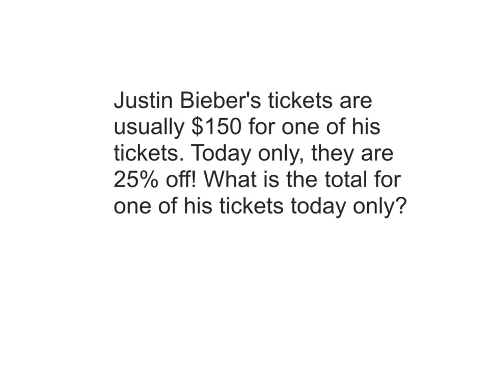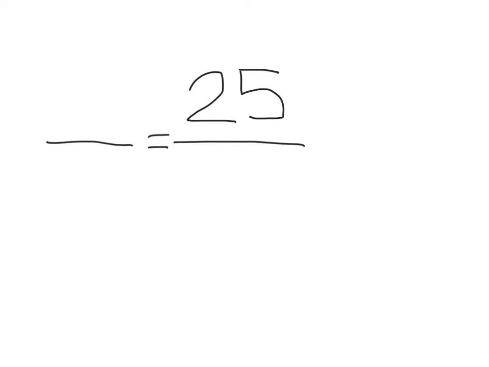Now you try using the division method to solve this problem. Pause this video while you solve. To find the price of one of Justin Bieber's tickets at a discounted price, we first have to set up our proportion. We want to take 25% off of the whole. So on top of this proportion on the right-hand side, we write 25. On the bottom, we write 100 because we want to take 25 out of 100.